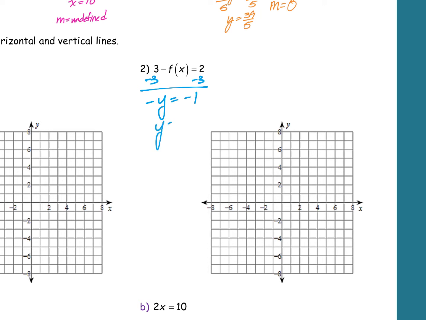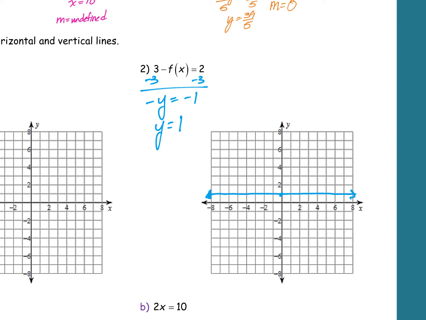So what does positive y equal? 1. So I have y equals 1. Is that horizontal or vertical? Vertical. I mean horizontal, sorry. Horizontal. Yeah. If it's y equals, it's horizontal. So I'm going to go to y equals 1 and draw a horizontal line.